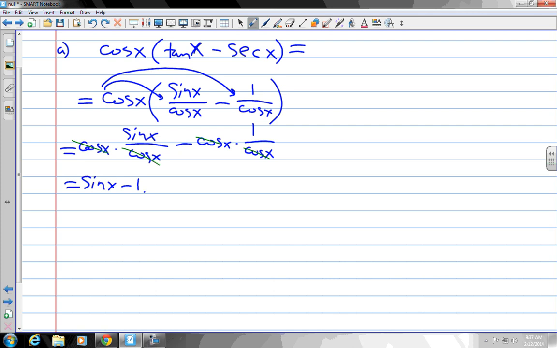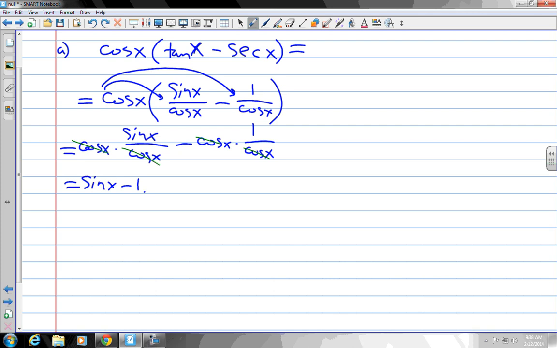Now, the way your book did it, they distributed the cosine first, then they converted everything in terms of sine and cosine. They got to this point, then they reduced it. What you could have done is say, well, same denominator, I can just combine this first, right? It's sine x minus 1 over cosine, and then you cancel cosines. You still get the same thing. So there's no right way of doing it. There are many wrong ways of doing it. You just don't mess up your basic identities, but you should all arrive at sine x minus 1.